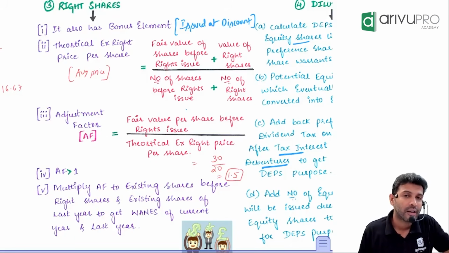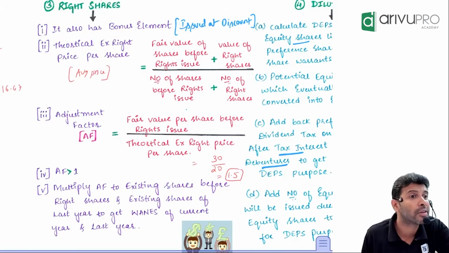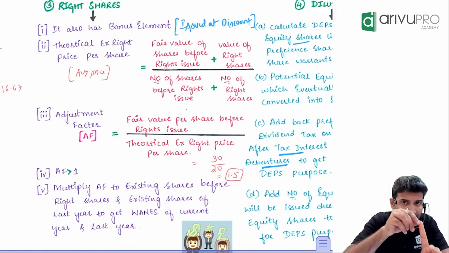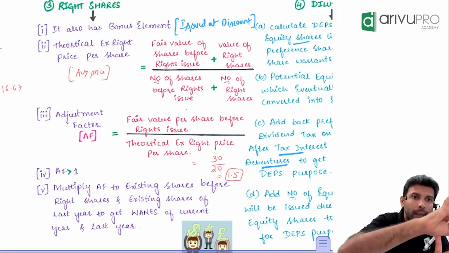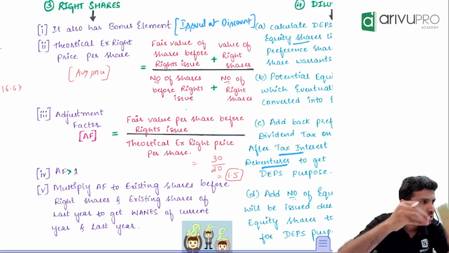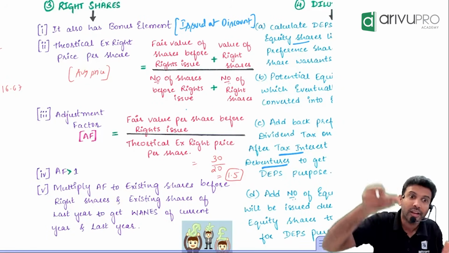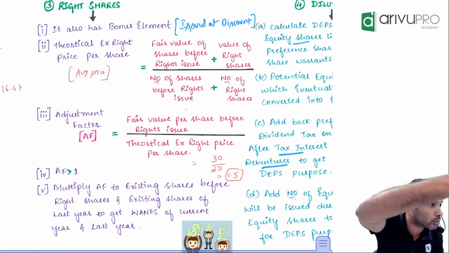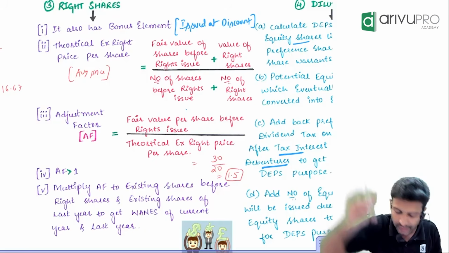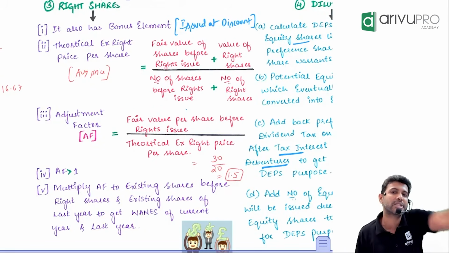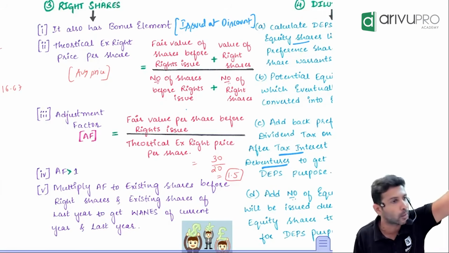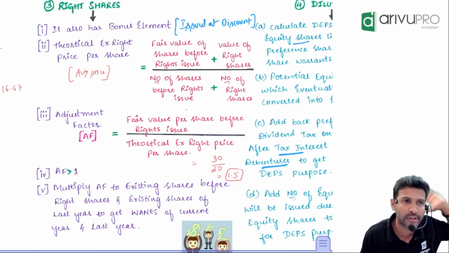Why, sir? Because right shares have an element of bonus. That means one share is now worth more than 1, as there is also bonus included. So one is not 1 now, it is a little more than 1, maybe 1.05, 1.50, whatever. The adjustment factor is trying to capture the bonus only. Hence, the adjustment factor should always be greater than 1. That is your checkpoint before you proceed further.